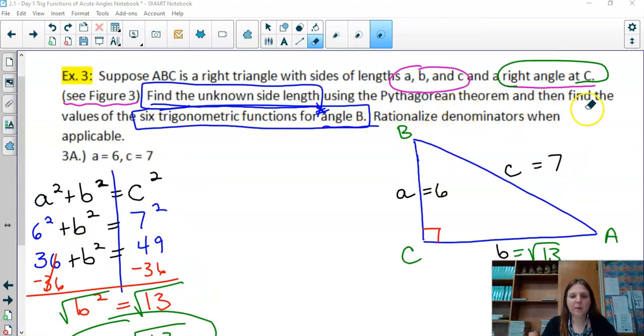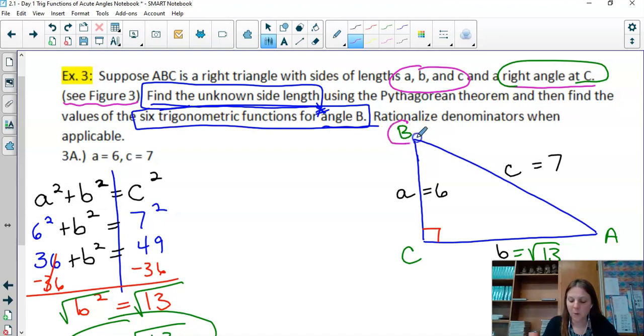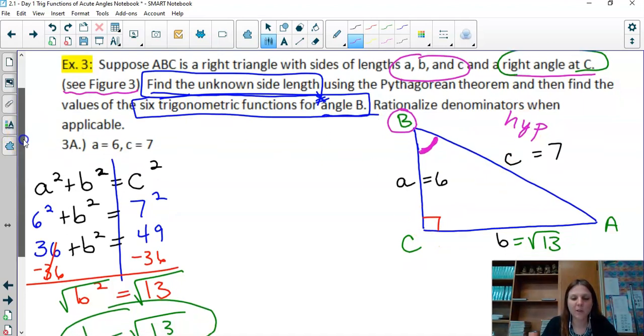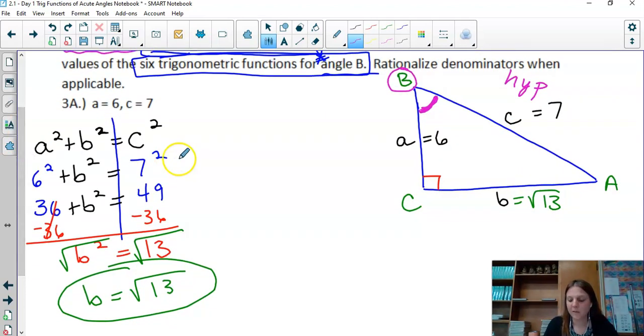The other thing that you have to find in this question is the 6 trig function values for angle B. So now that I have the sides, I can go ahead and start setting up those trig functions. This time angle B is my focus. So I'm going to go ahead and circle that, and I'm going to label the hypotenuse. It's always your longest side. It's always opposite the right angle. And then I need to find out which side is opposite and which one is the hypotenuse.